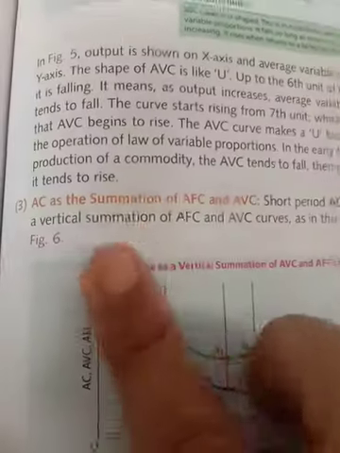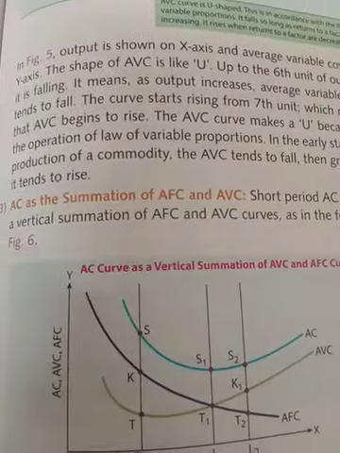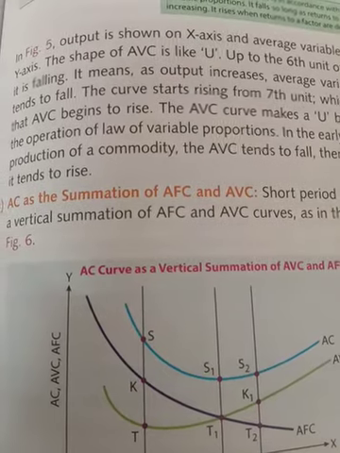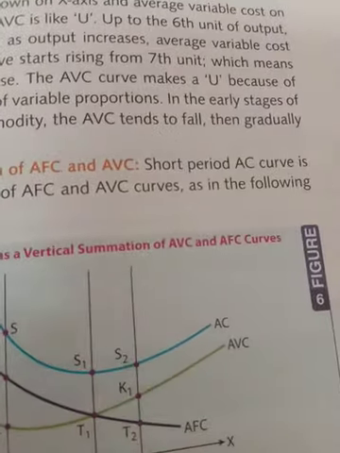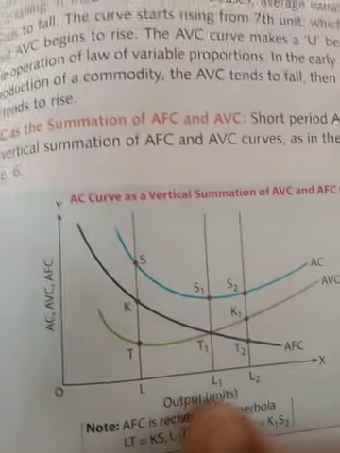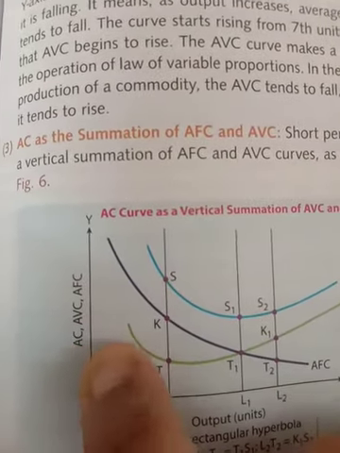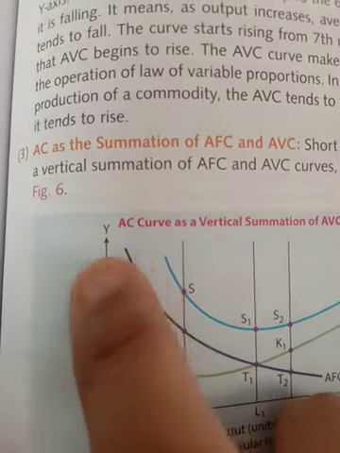Economics. Now your topic is that AC is the summation of average fixed cost and average variable cost. So here AC is the vertical summation of the average fixed cost and average variable cost curves. This is the diagram where you are showing output in units, and then average cost, average variable cost, average fixed cost. Here you have to write in rupees.